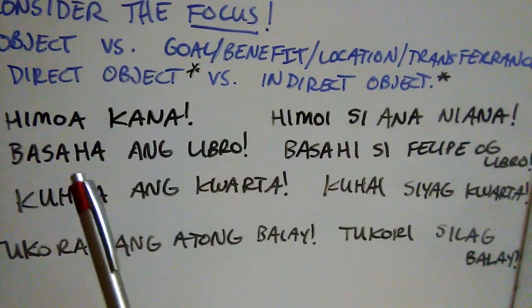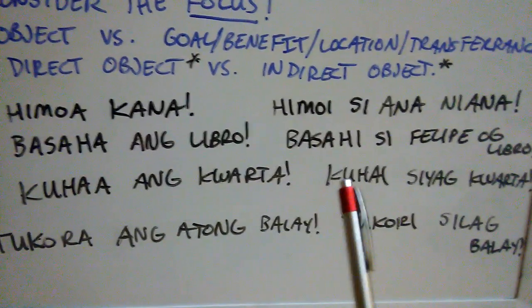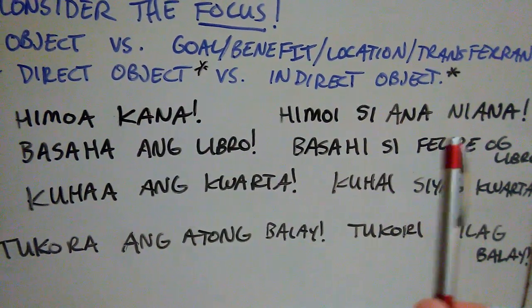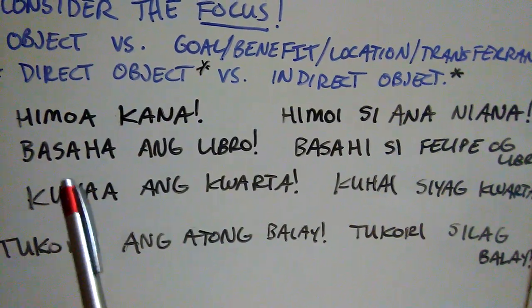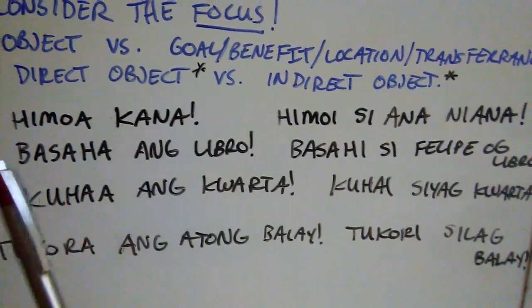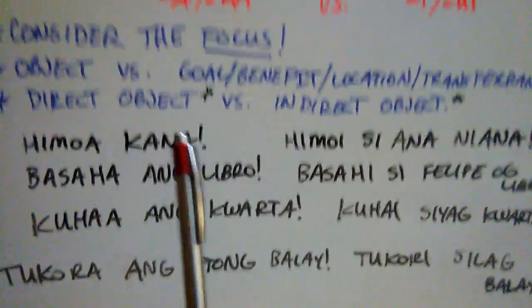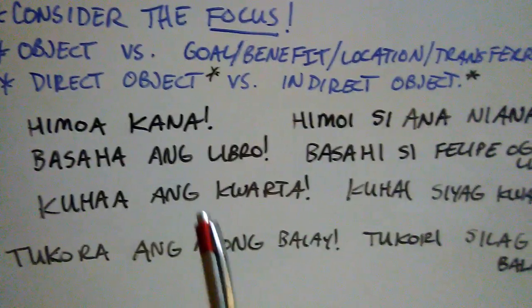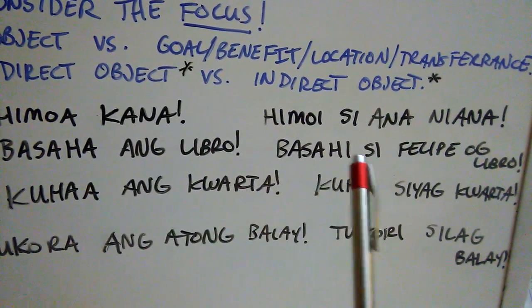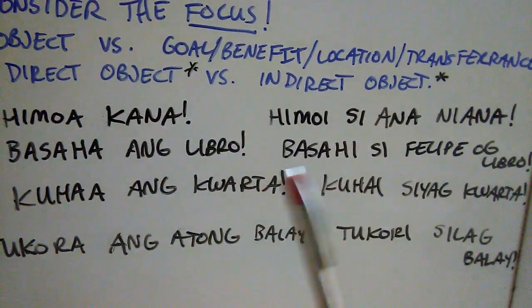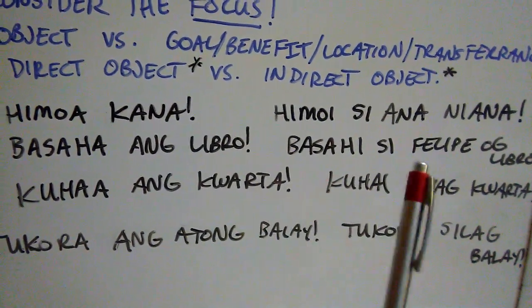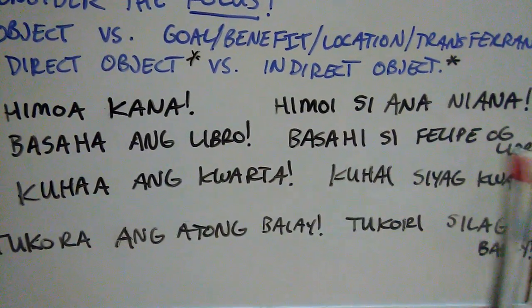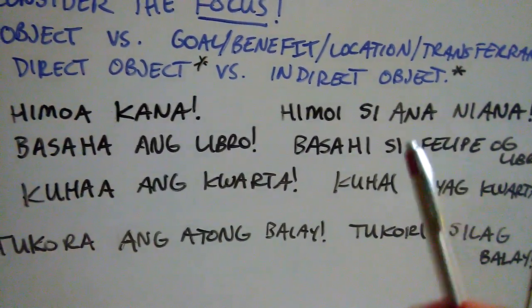The first sentence is himoa ka na versus himoi si Ana ni Ana, okay? Now, himoa ka na just means do that, okay? Make that or do that, right? I'm telling you to do that. We're talking in terms of imperatives, right? Versus himoi si Ana ni Ana is do that for Anna, okay? Or make that for Anna. Do you see the difference? Do that for Anna. Make that for Anna.